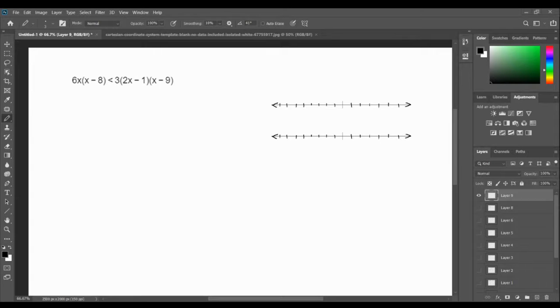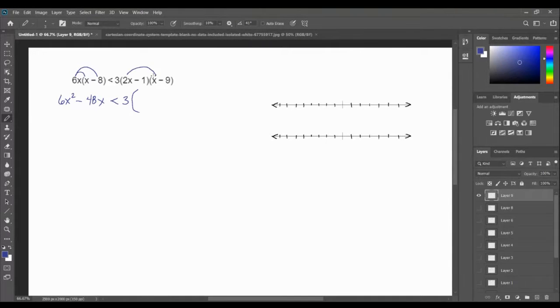All right, so let's take a look at this particular problem. It looks a little lengthy, but we'll be okay. I'm going to distribute this. You know what? I'm going to FOIL this one on the right. First, go ahead and distribute that on the left. 6x times x is 6x squared. 6x times -8. 6 times 8 is 48, so that'd be -48x. Keep our less than. I'm going to keep the 3 right now. And I'm just going to FOIL these.